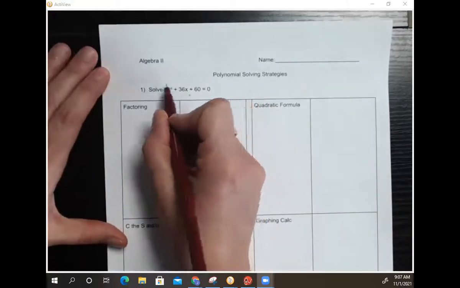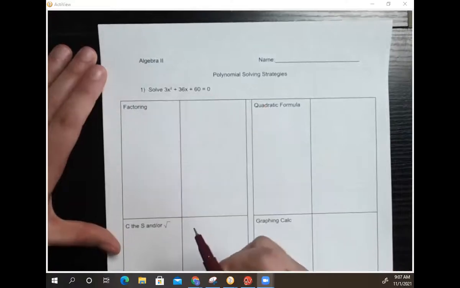For problem number 1, we've got our function, our equation up at the top. And to factor, remember, we need everything on the same side equal to 0. We need standard form to factor. We have that here. Everything's on the same side set equal to 0. So if I'm factoring, what's going to be my very first step?